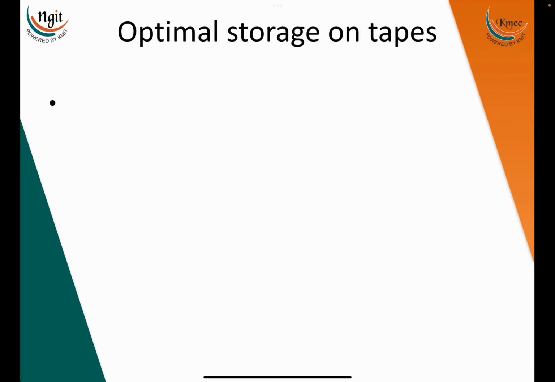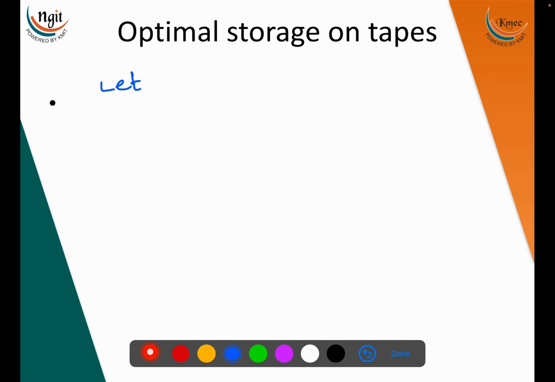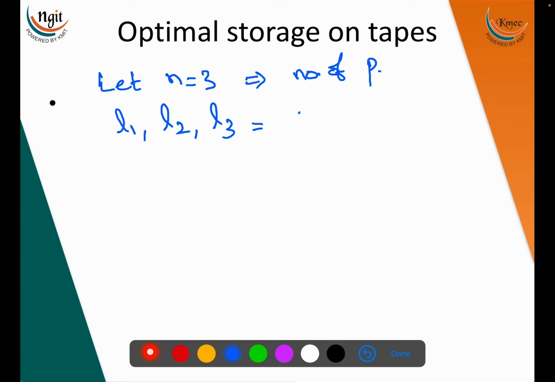Now assume that there is a problem. Let n equal 3. That means the number of programs. Each program has a length of L. That means L1, L2, L3 is equal to 5, 10, 3. We have to store these programs on this tape. So this is indicated with I1, I2 and I3.